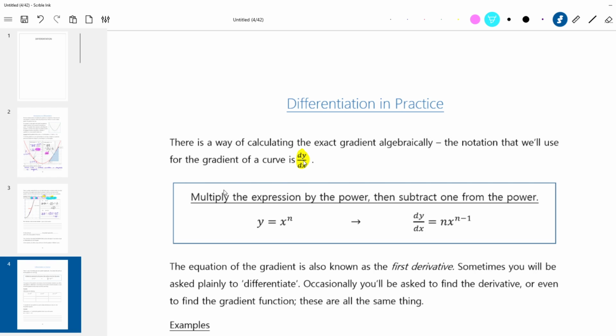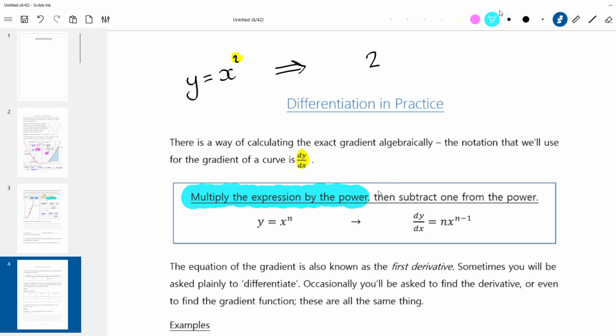Whatever expression we have, what we do is we first of all multiply by whatever power we're working with. So recall the curve that we had just a moment ago was y equals x squared. So if we did that first step of the process, we'd multiply by the power. The power is 2. So we would put that in front like this.